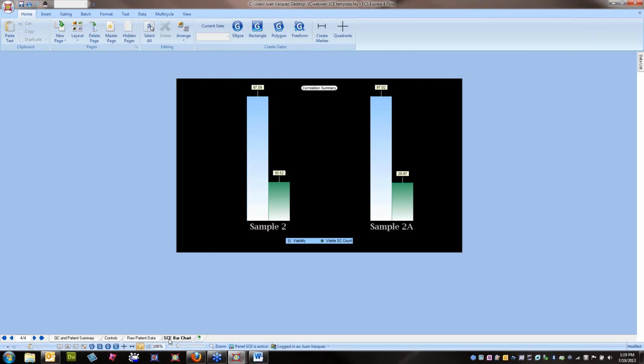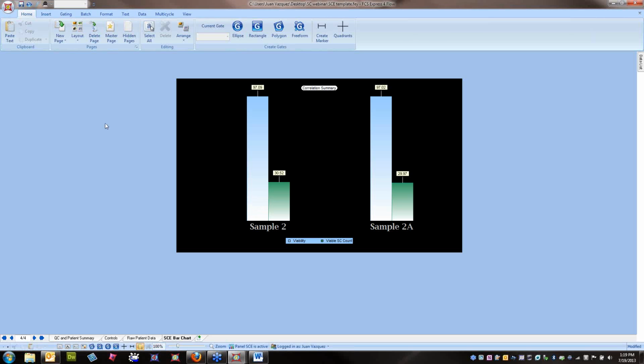Also, I want to show you the capability in FCS Express to create a bar chart. A bar chart is a really good way to show a quick snapshot of what's going on with your overall sample, where we can create a bar chart just like you would create a bar chart in Excel. And I'm not really going to go into this in too much depth.